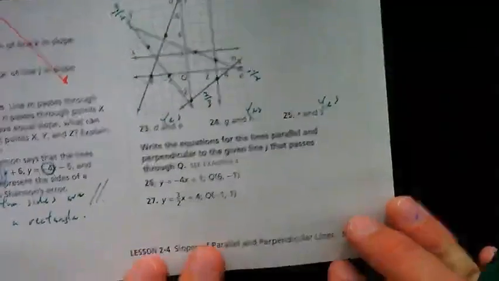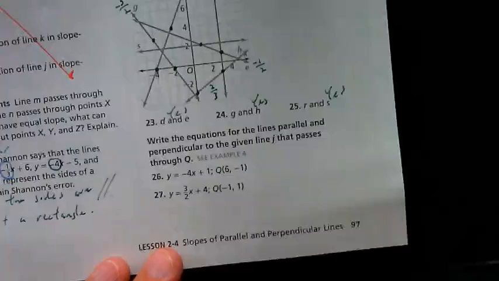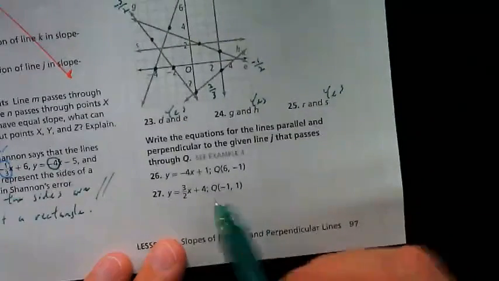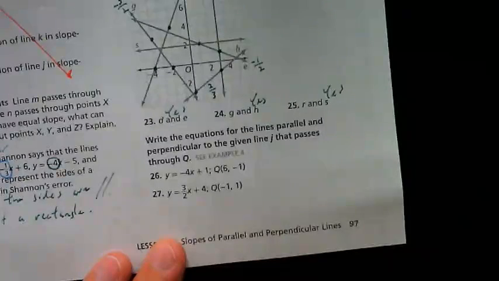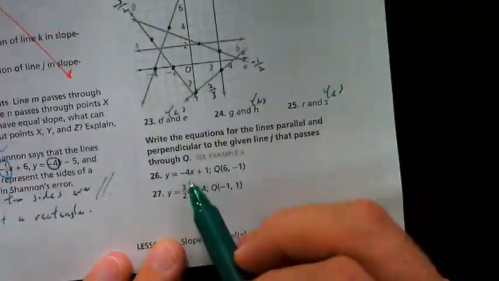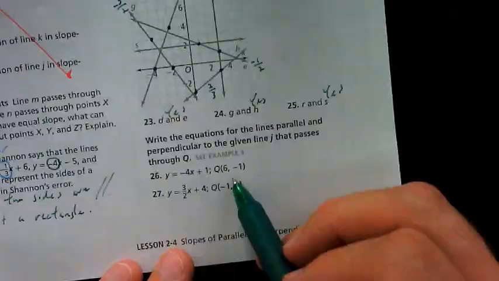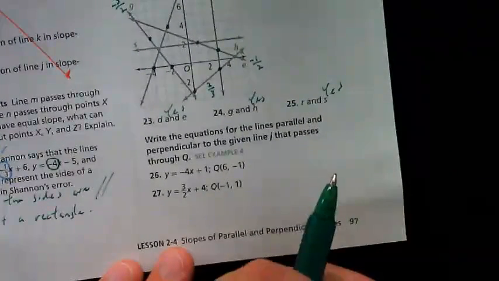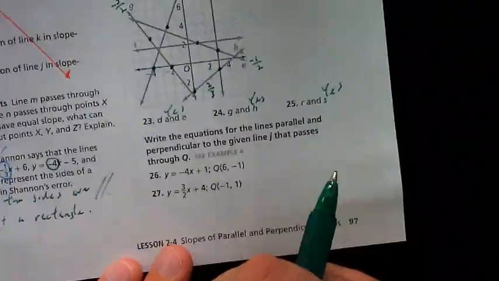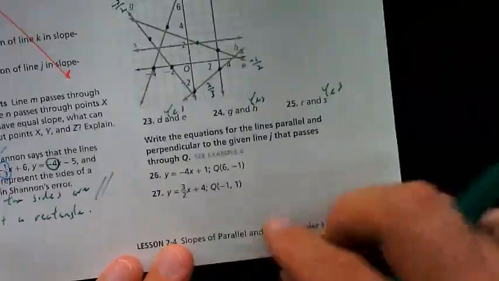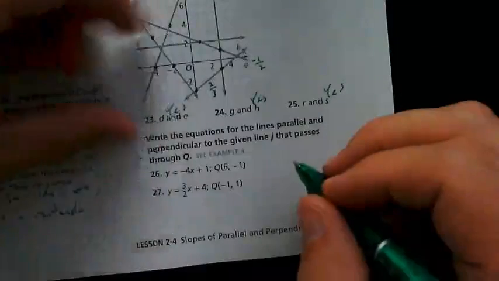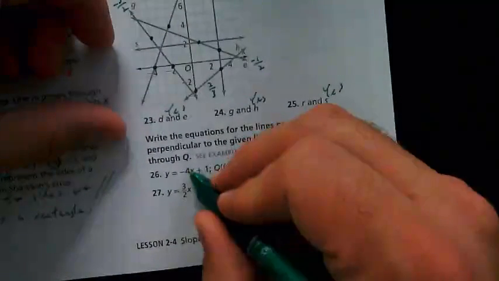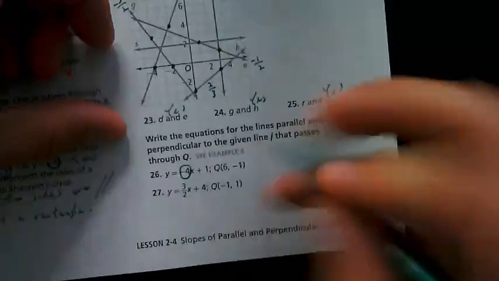Alright, moving on. Now, on this one, they gave us an equation, they gave us a point, and they wanted a line that was parallel and perpendicular to the line given and through the point. Again, if they're giving us a point, what's the easiest way to write this equation? Point slope form. So, how do I identify what the slope is? It's the one that's with X. So here, this is our slope.